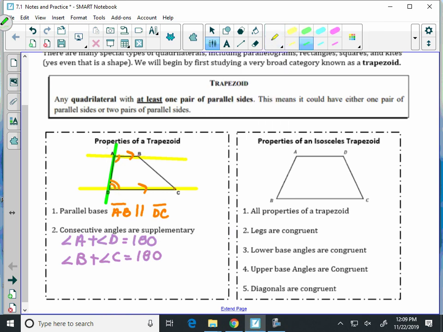Here again, the yellow lines are still parallel. BC is acting as a transversal. So that would make angle B and angle D also same side interior angles, which means they add to 180. That's why. So the angles on top of one another in a trapezoid, the consecutive angles, will always add to 180 degrees because they're same side interior angles.